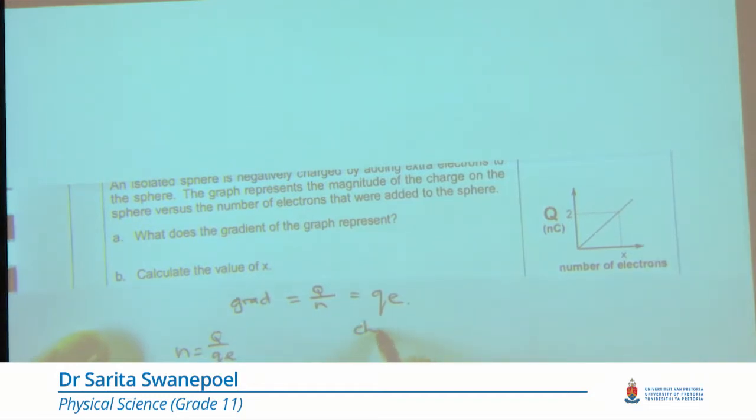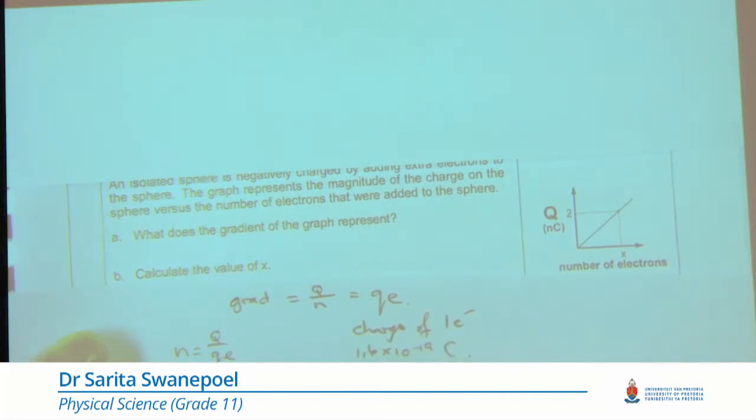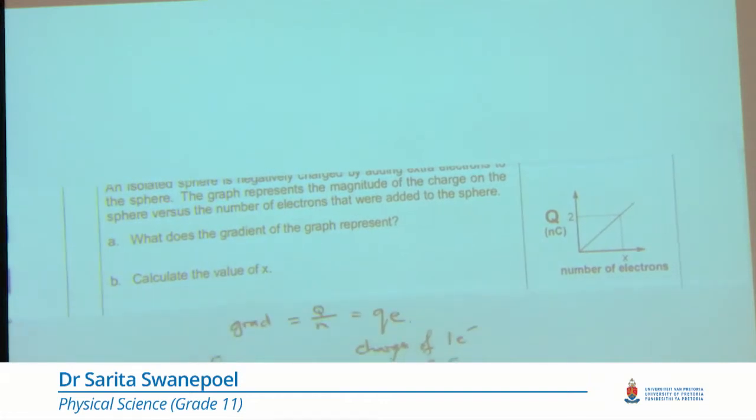Yes, the charge of 1 electron. And you can even give the 10 to the minus column. Right. Okay, let me leave you and see if you find the value of x. So find the value of x. You can either use the equation or you can use this gradient, right, to find the value of x.